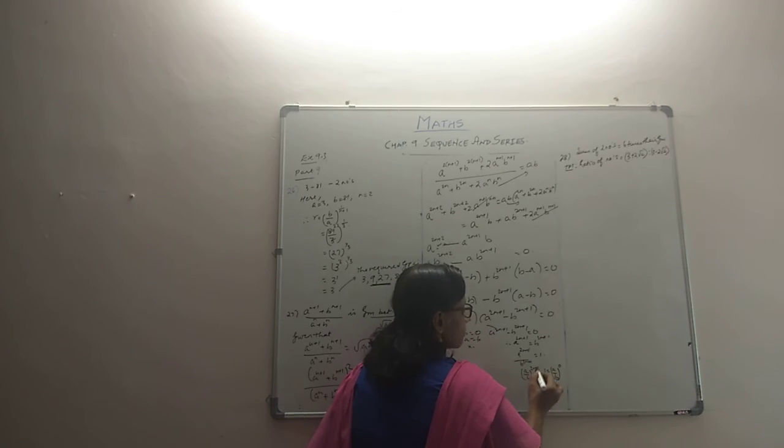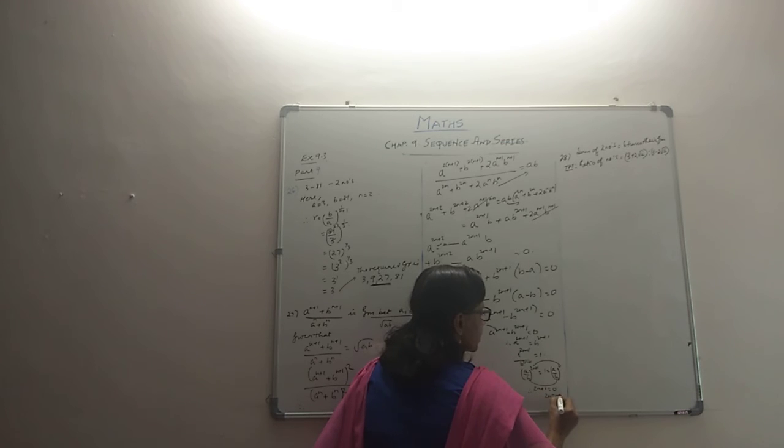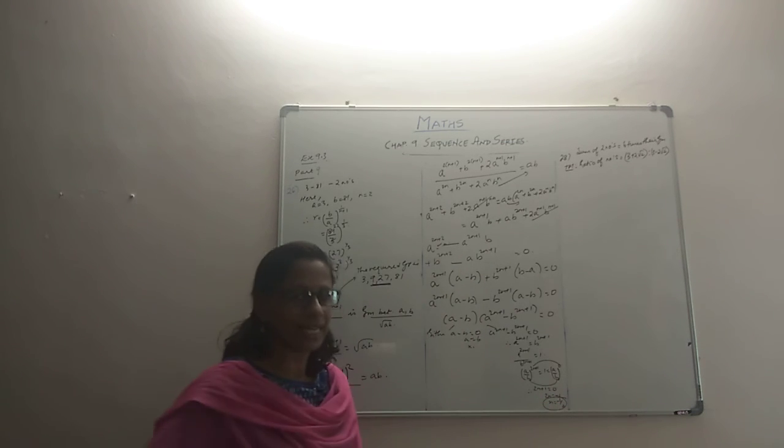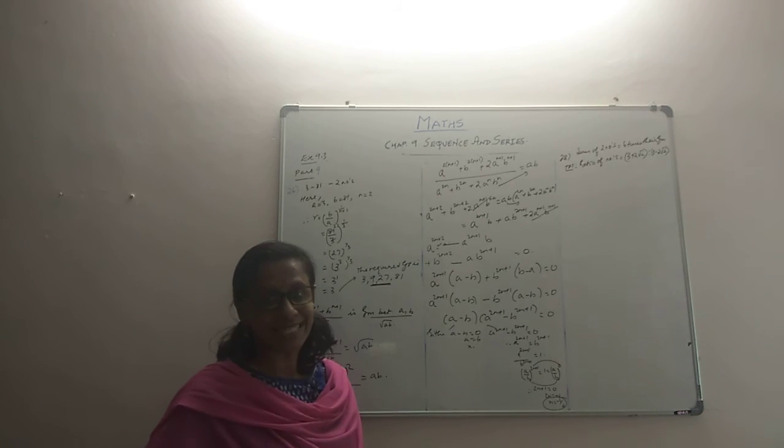Then the bases are same. When the bases are same, you can compare the exponents. So you have 2n plus 1 becoming 0, 2n becoming minus 1, and n becoming minus half. That is what they have asked us. What is n? And n is minus half in this case. That's our problem number 27.